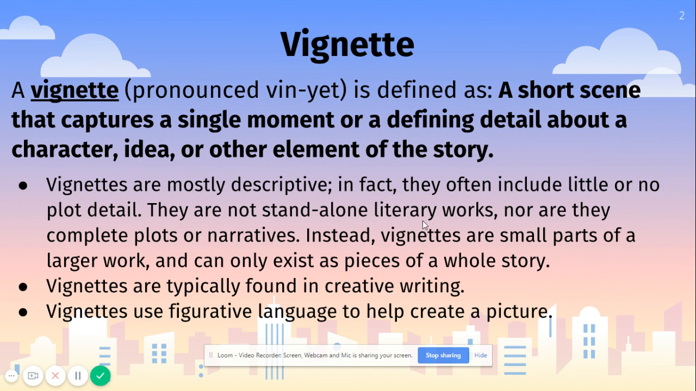They are not standalone literary works, which means that you wouldn't want to just read one vignette and then understand what's going on or have it be a story in itself. You'd have to read all of them together to make up the whole story. They cannot exist only as pieces. They have to be part of a bigger work. They're found in creative writing, which is what this is. And then they also use a lot of figurative language to help create a picture, to help you understand and give lots of detail to the story. So this is going to be set up in vignettes, not chapters.